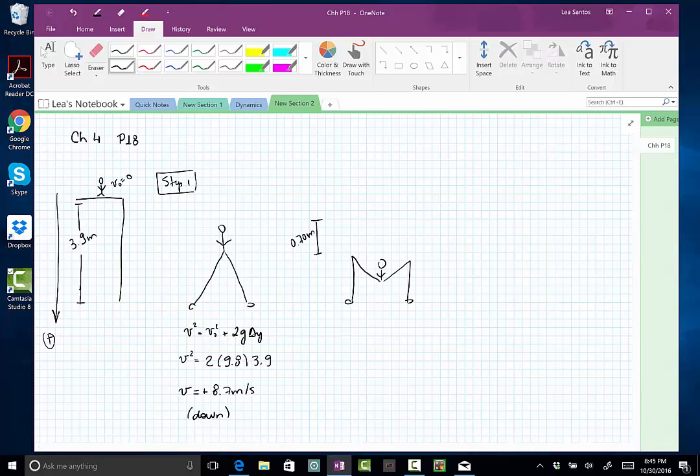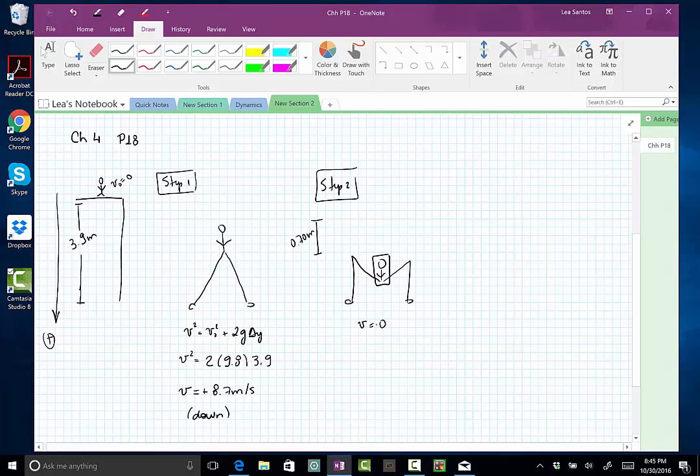Okay, now the next question is find the average force exerted on his torso. So we'll be focusing on this part of his body, the torso, by his legs during this deceleration. Okay, so let's go back. Step 1, he jumps, hits the floor. Step 2, which is this next part, the torso keeps going down, he bends his knees and eventually stops. So then the final velocity is 0.